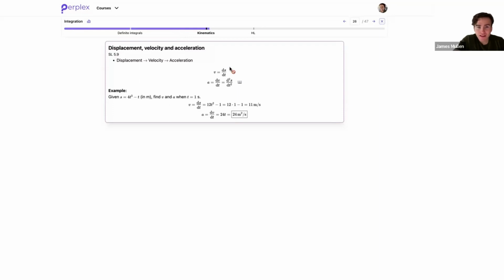So let's take a look at an example, which says that s, the displacement, is equal to 4t cubed minus t, in meters. And I want to find the velocity and the acceleration when t is equal to 1 second. The velocity is the derivative of the displacement, which is 12t squared minus 1. So when t is equal to 1, that's 12 minus 1, which is 11 meters per second. And the acceleration is the derivative of the velocity, or the second derivative of the displacement, which is 24t. So when t is equal to 1, it's 24 meters per second squared.